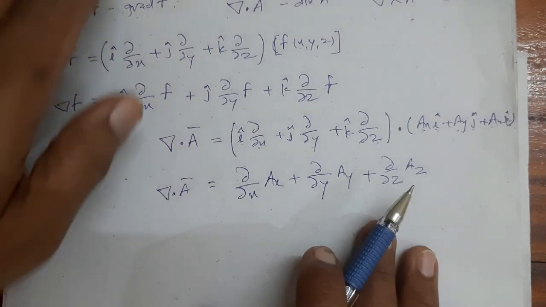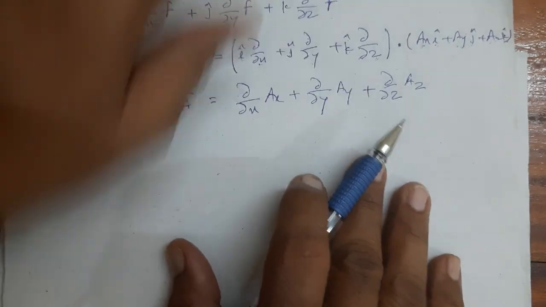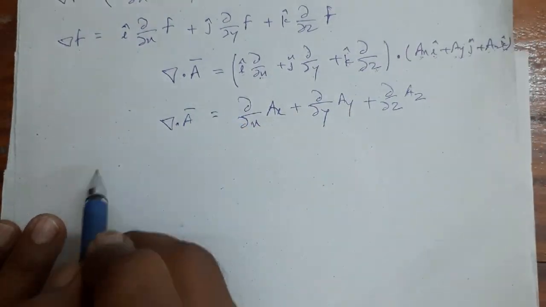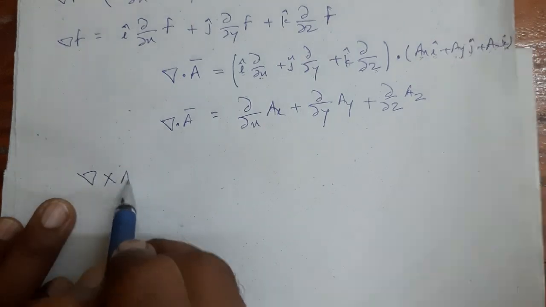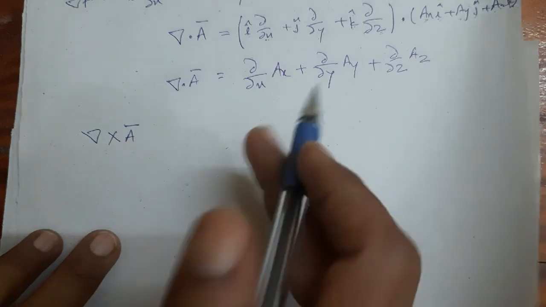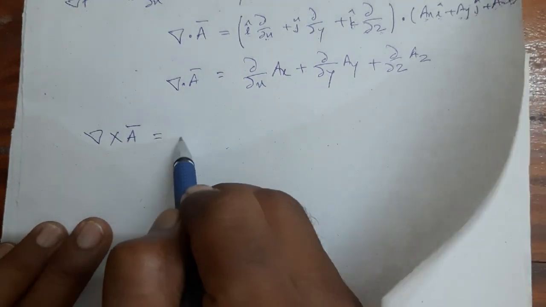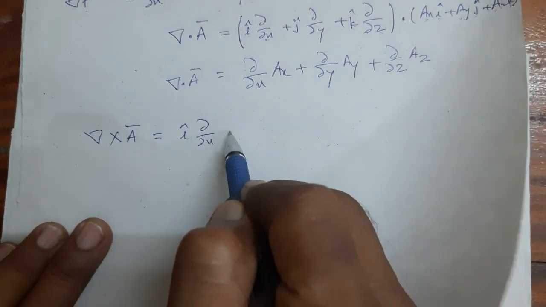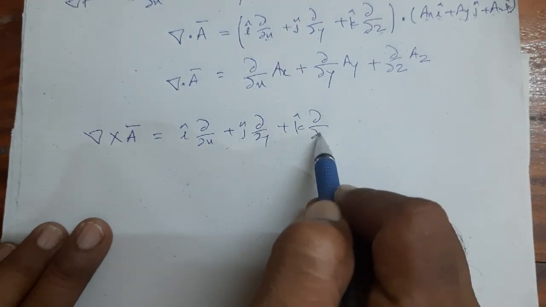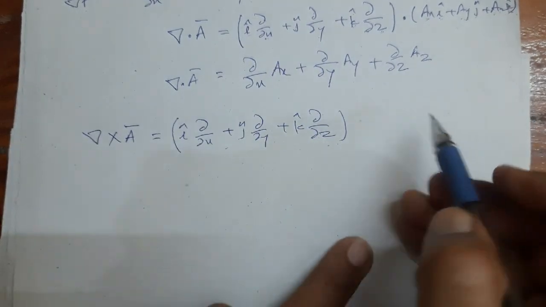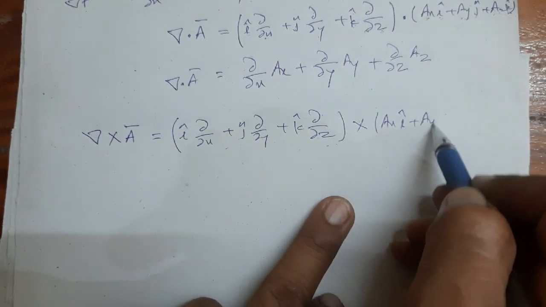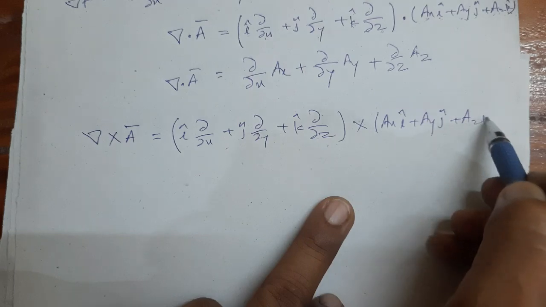Now exactly in a similar manner we will proceed further for the calculation of the curl of a bar. Therefore here we will write it is del cross a bar. Del cross a bar is the curl of the vector function. And how can I write this? Again it is i cap ∂/∂x plus j cap ∂/∂y plus k cap ∂/∂z. This is the del operator, and cross I will have to write it is ax i cap plus ay j cap plus az k cap.